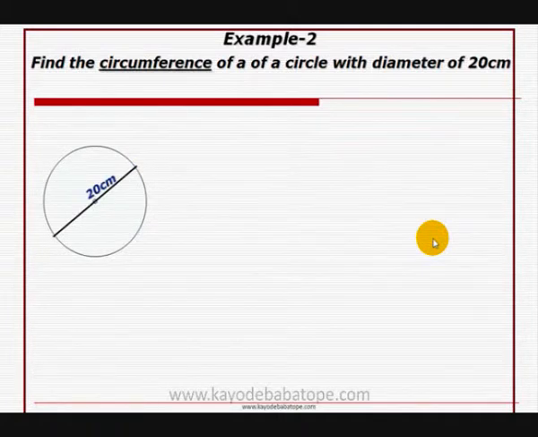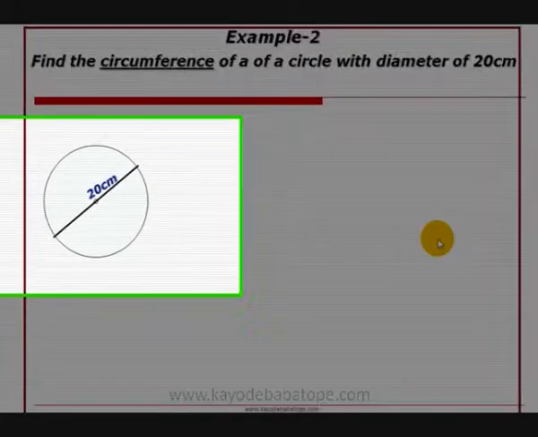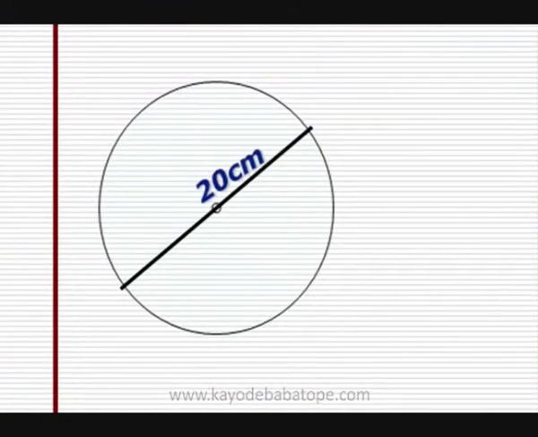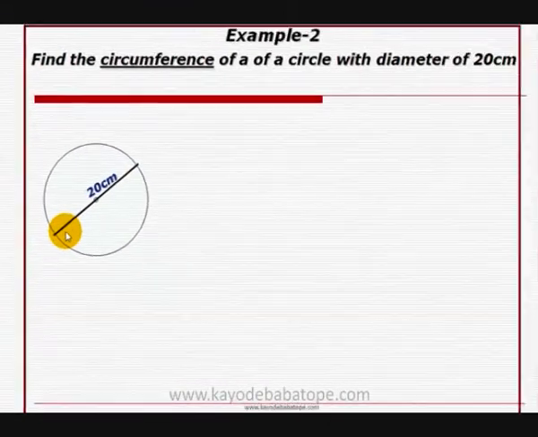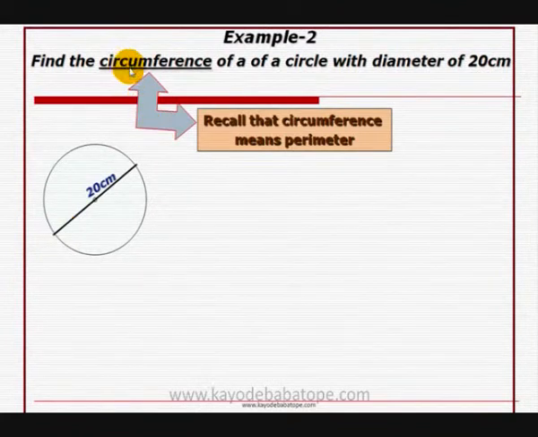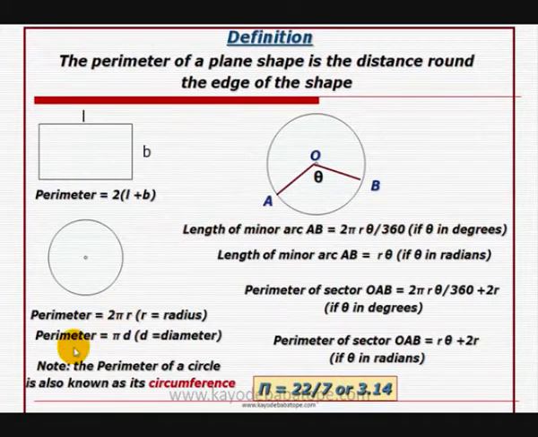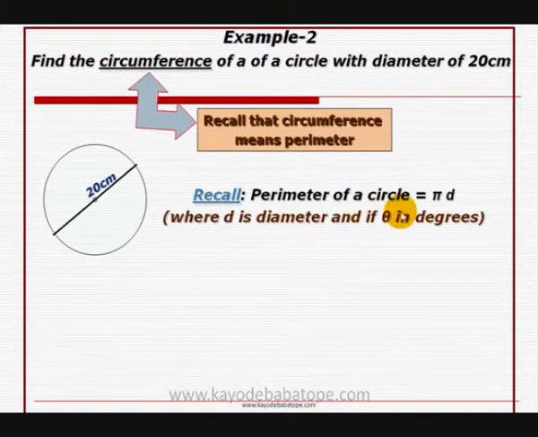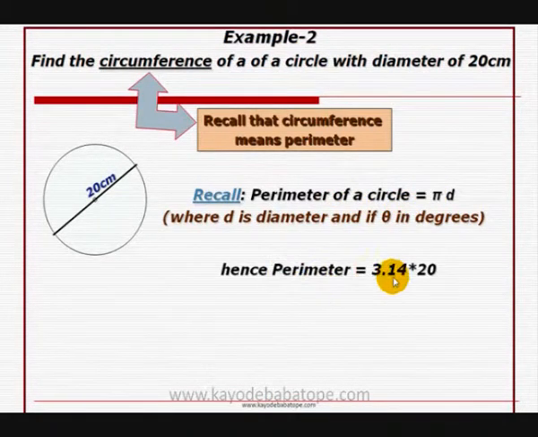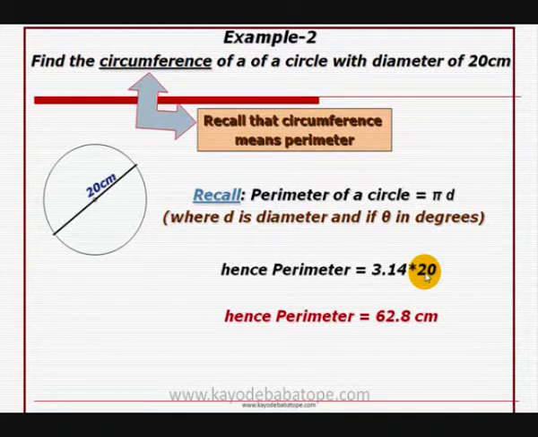Example 2. Find the circumference of a circle with diameter of 20 centimeters. As you can see on your screen, a circle with diameter of 20 centimeters. Find the circumference. Quickly recall that circumference is the same thing as perimeter. And recall that the perimeter of a circle, when you are given the diameter, is given by pi d. Therefore, in our own case, we have perimeter is pi, which is 3.14 times the diameter of 20. That gives us a perimeter of 62.8 centimeters.